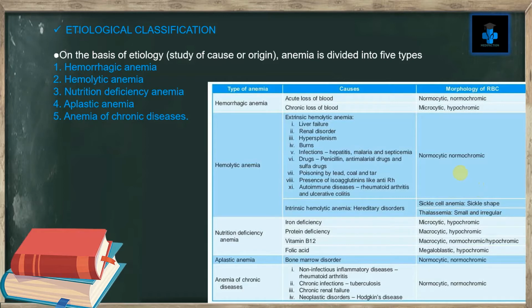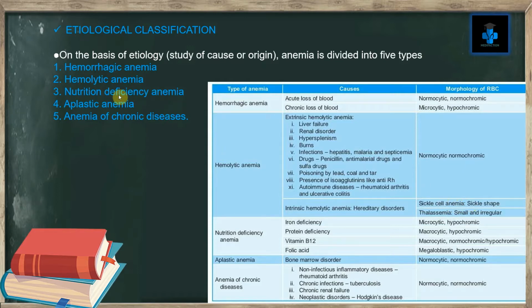Talking about the intrinsic hemolytic anemia, these are usually hereditary disorders. The morphology will be sickle cell anemia, in which the red blood cells are sickle shaped, and also thalassemia, in which it will be small and irregular.